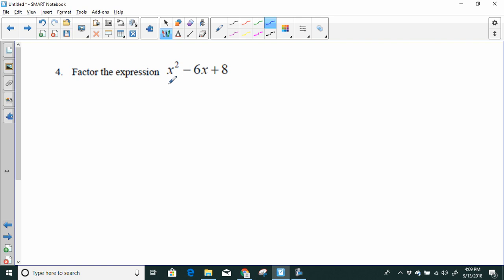Number 4, factor this expression. This should be review material from toward the end of last year. A couple of ways to do this problem. Some teachers say you're looking for a couple of numbers that multiply to 8 and add to negative 6. So that's one way to think about it.